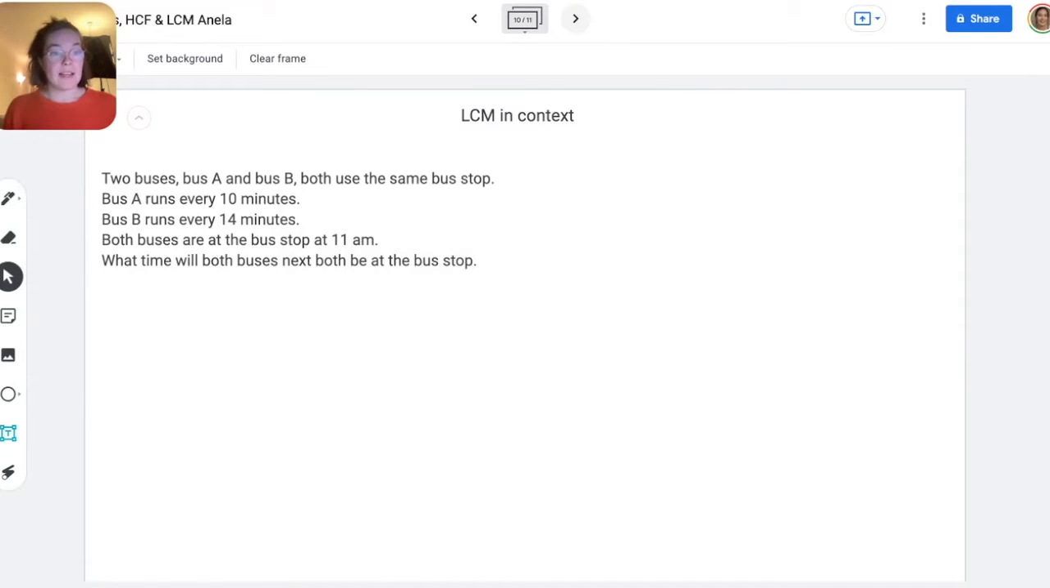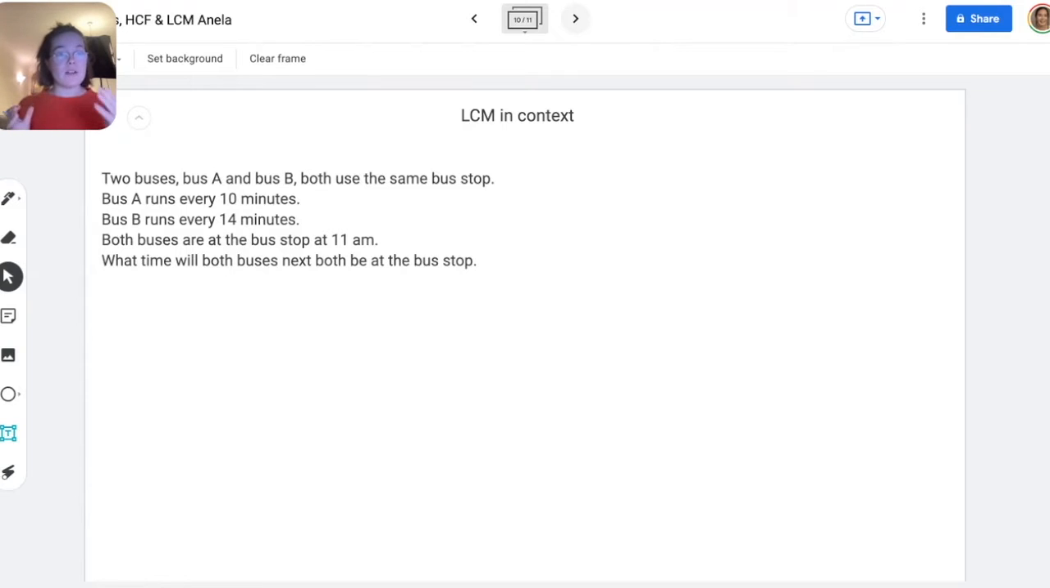So now, finally, the last thing that we're going to look at is the lowest common multiple, but in context. These are the ones that everybody gets worried about. So the way that works is we've got two things that are happening at the same time, and they occur again later on in time.